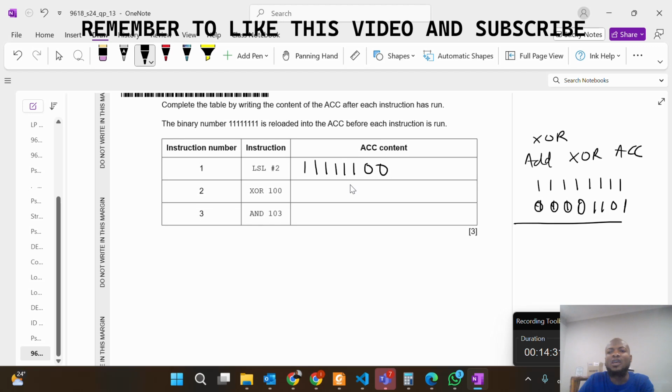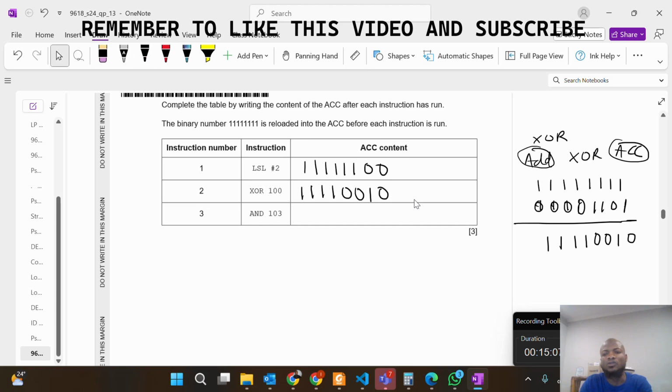So what are we doing? Exclusive OR of the address and the accumulator. Exclusive OR means 2 bits will be 0 if they are equal, but will be 1 if they are different. So we compare bit by bit, and the result is 11110010. I hope this is understood.